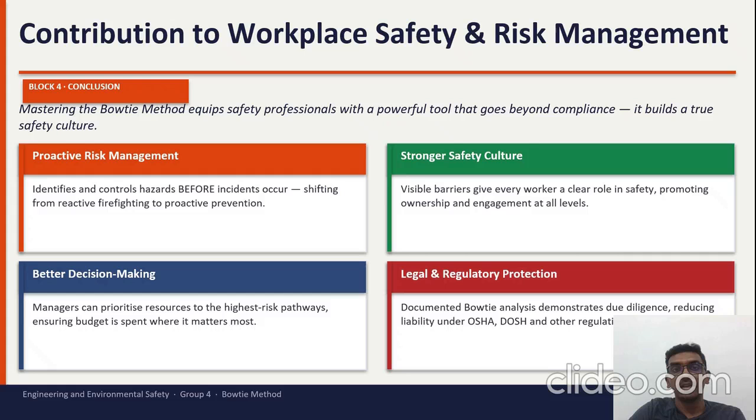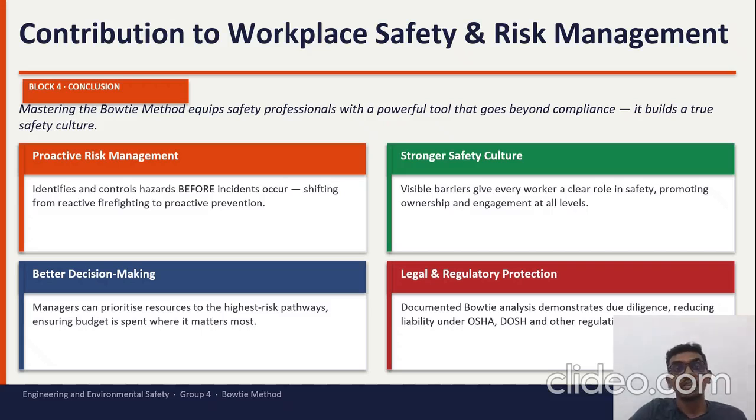Right. Next, let's take a look at the contribution to workplace safety and risk management. This slide is about how the bow tie method improves real workplace safety, not only in terms of compliance. First thing is proactive risk management. Bow tie helps us to identify hazards before the incident happens. This allows the organization to be more on proactive prevention instead of reactive response.